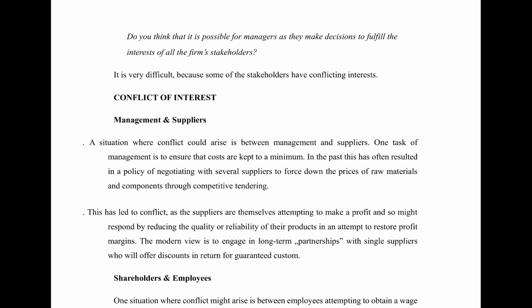So they will react by doing what? Reducing maybe the quality of the product that they're giving you, or the materials. So that is very important.